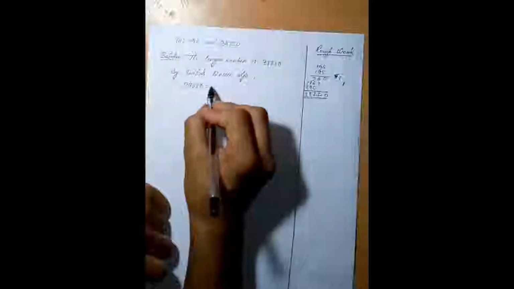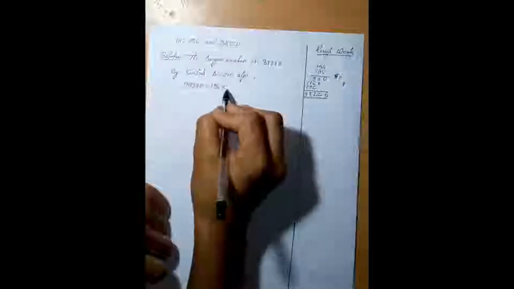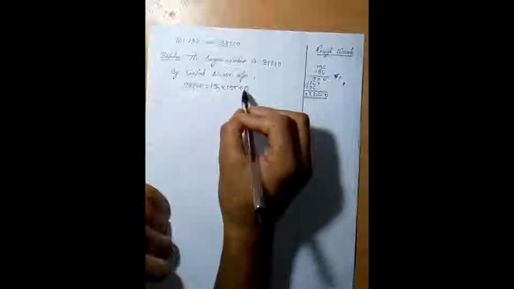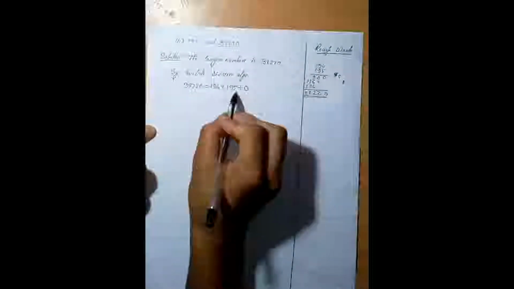So what we will do is 196 into 195 plus remainder. We did not get any remainder, so it will be 0. You can write it, and if you don't want, you don't need to write the 0. It depends on you. So in one line the sum is completed.